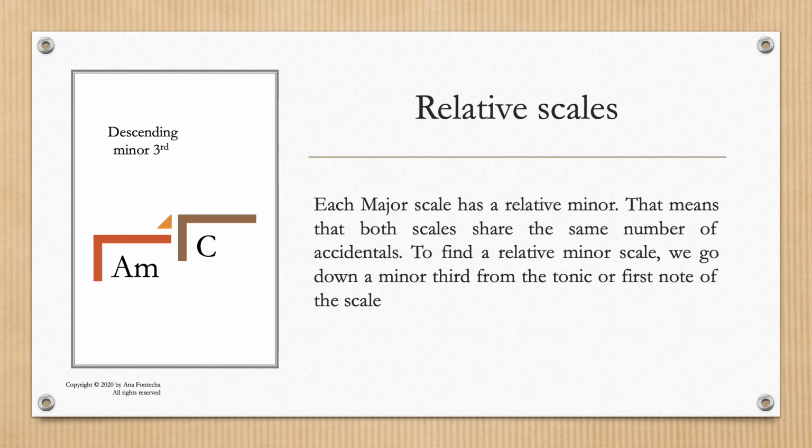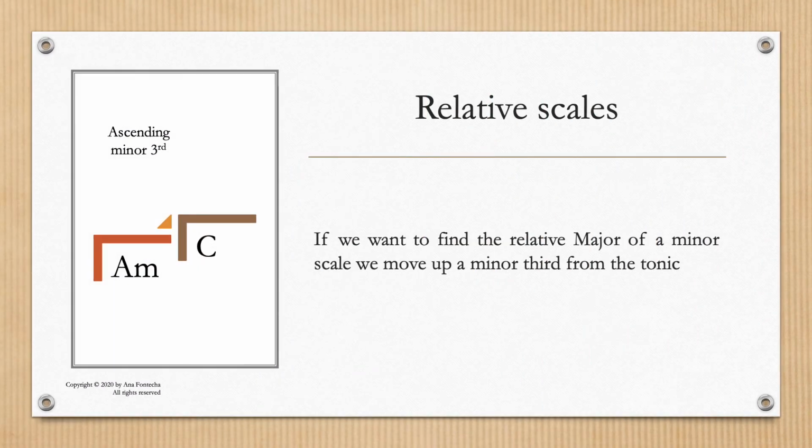To find a relative minor scale, we go down a minor third from the tonic or first note of the scale. For example, if we want to find the relative minor of C major, we count a descending minor third from the note C. And then we find A, so A minor is the relative of C major. Consequently, if we want to find the relative major of a minor scale, we move up a minor third from the tonic. For instance, the relative major of A minor is C major.